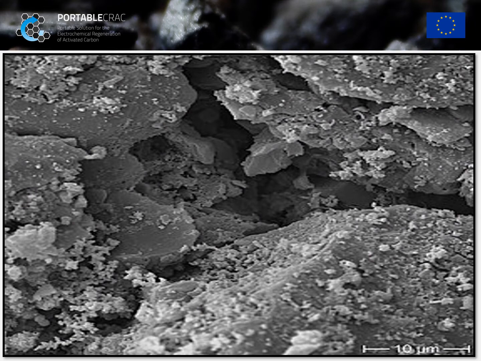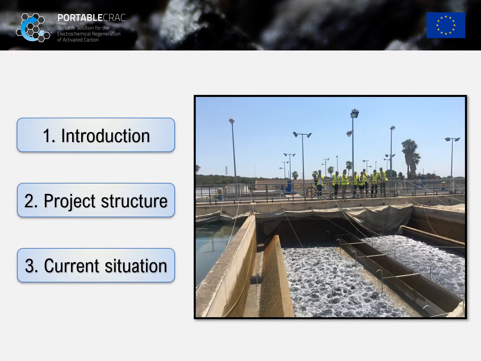This photograph shows the microscopic detail of an activated carbon granule. It contains a complex net of pores which creates a large surface area. This characteristic grants the activated carbon its main attribute, a high adsorption capacity. Having said that, I will give you a short introduction about the carbon market and its management. I will also explain the main points of the project and the current situation.